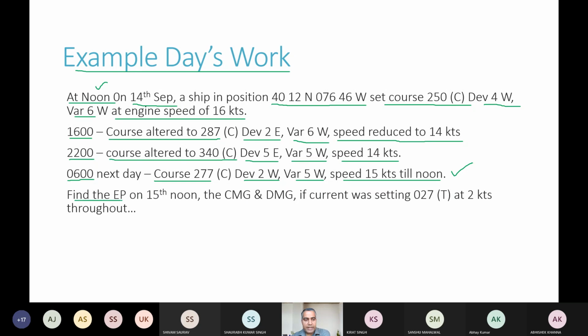So they want us to find the estimated position on 15th noon, the course made good and the distance made good, if the current was setting 027 at 2 knots throughout. So we need to find out what is the position arrived on 15th, our EP, the course made good and the distance made good. They have also given us the current. The set of the current is 027 and the rate of the current is 2 knots. So let us proceed step by step. How do we proceed in this question?